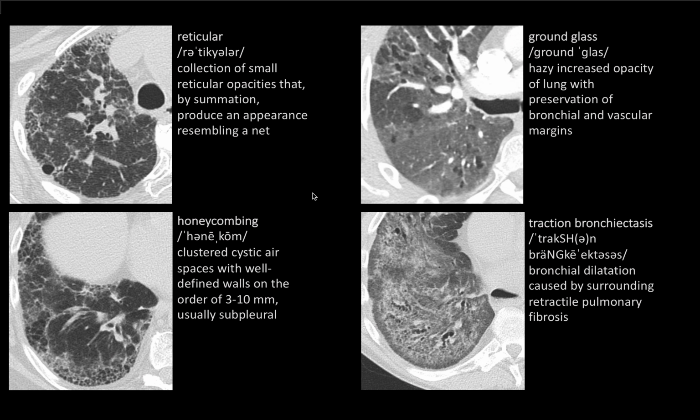Hey everybody, this is Rishi Agarwal, and in this video I'm going to be talking about the 4 features that you must know in order to understand interstitial lung disease. These are the 4 features right here: ground glass opacity, reticulation, honeycombing, and traction bronchiectasis.